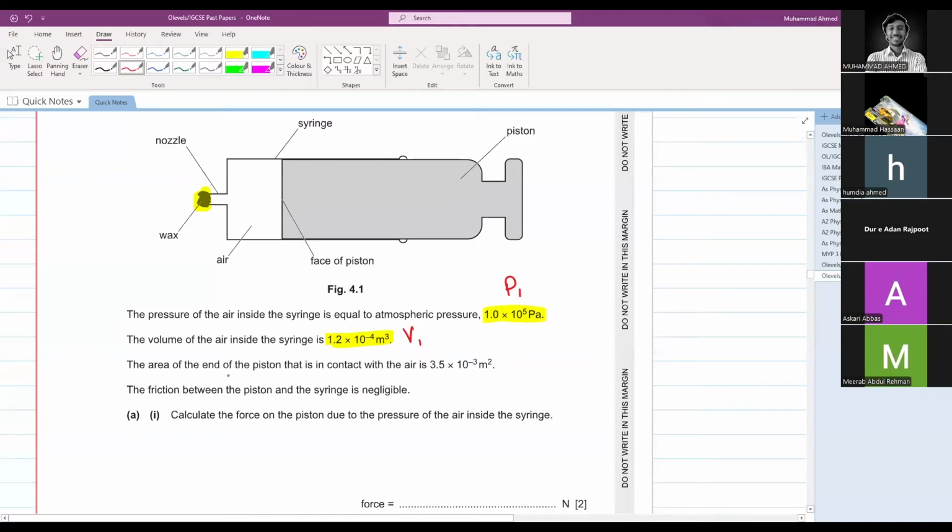The area of the end of the piston that is in contact with the air is this. Perfect. ये area आ गया मेरा भाई. This is my area. The friction between the piston and the syringe is negligible.